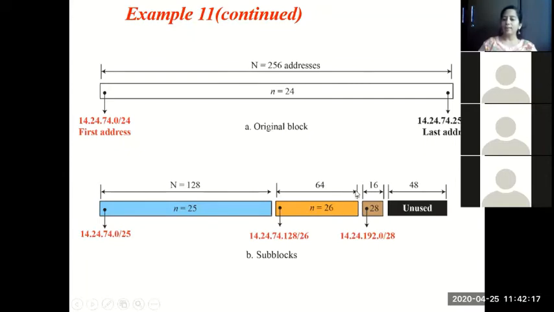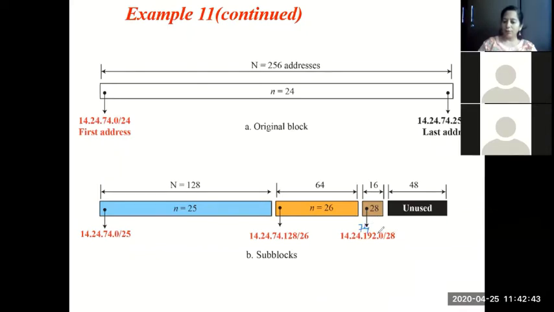And the last address here would be what? 14.24.74.192. Okay. So here there's a mistake in writing. Sorry, here this 74 is missing. 74.192 it should be, not 74.0. In the notes or in the slides already circulated, please make this correction.